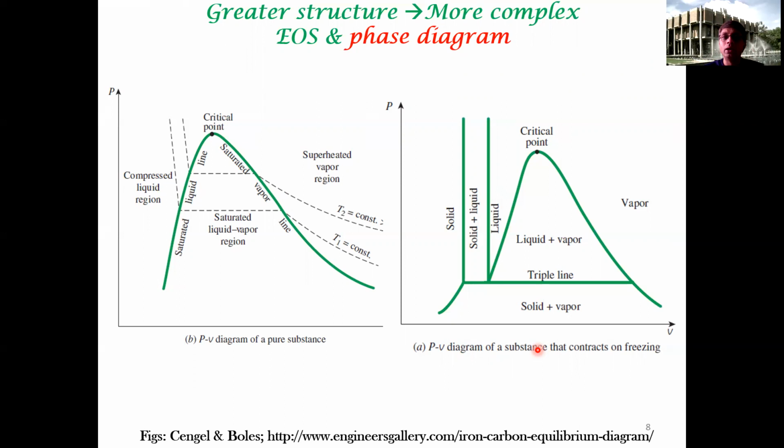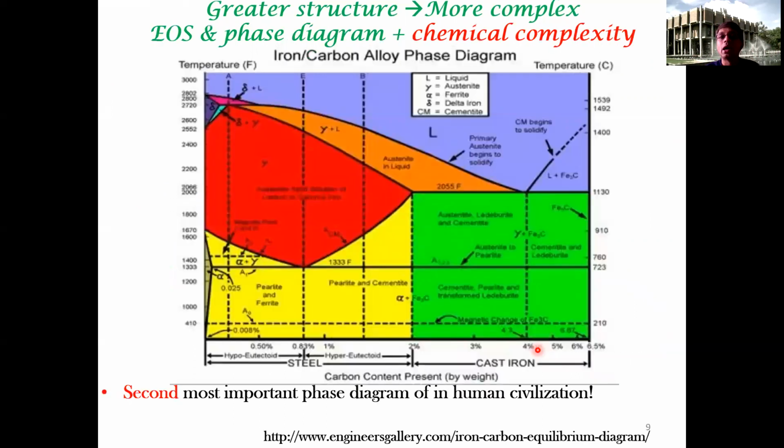So: structure, symmetry, equation of state, and phase diagram. I already connected how structure and symmetry are connected to the equation of state. And the mathematical complexities in the equation of state are going to determine your phase diagram. So this is all for pure substances. Even in pure substances, the phase diagram can get complex.